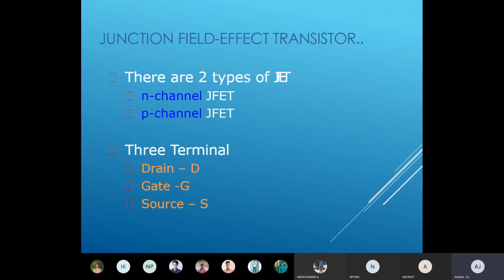And three terminals we've seen. Those terminals are drain, source, and gate. The gate is used to control the flow of electrons or holes. If it is an N channel, the flow of electrons will be controlled. If it is a P channel, the flow of holes will be controlled. And the source is used to generate, so it will give a huge amount of charge carriers, and the drain is used to take away the charge carriers which are coming from the source.